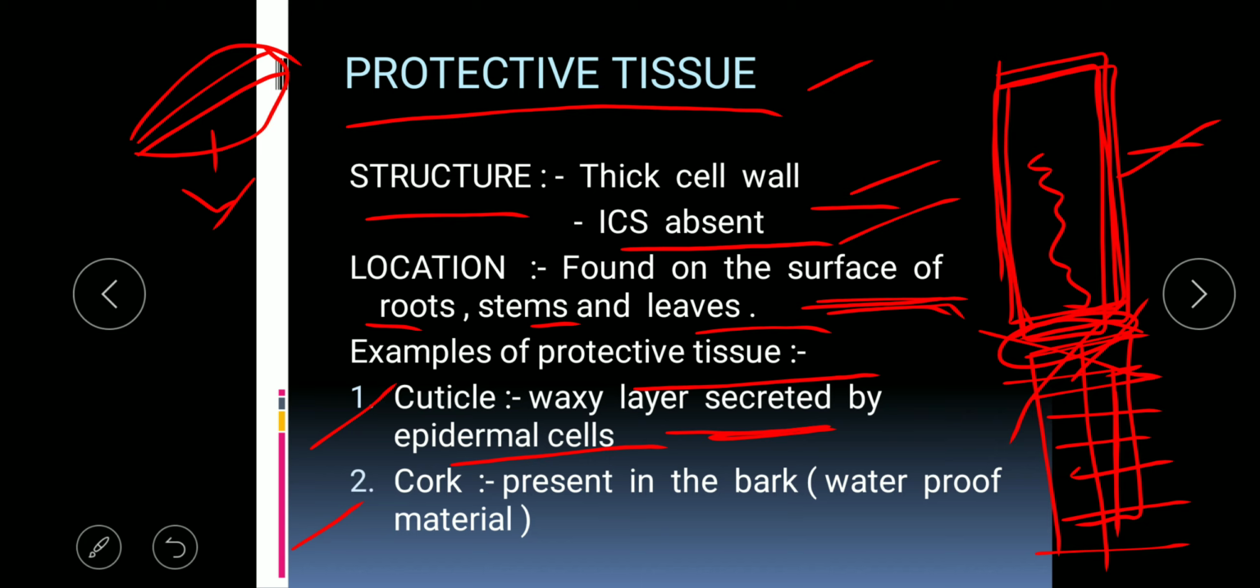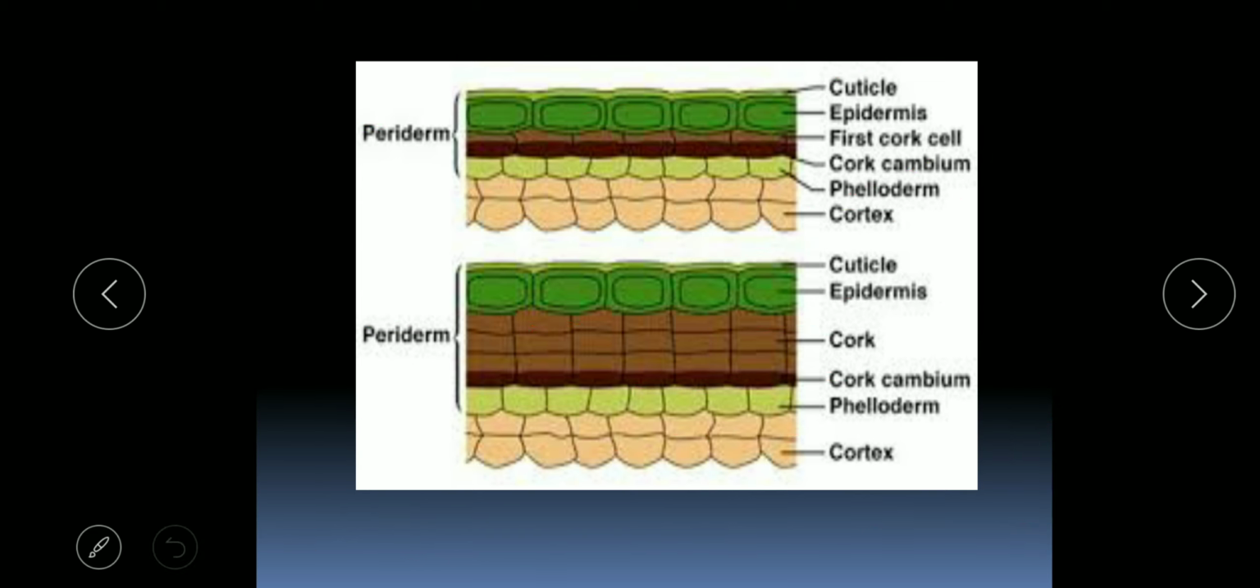Then another example of protective tissue is cork. Cork is present in the bark, and this cork also contains waterproof material, and in that way it will help in the protection of the plant. So here the periderm is shown. The cuticle is the outermost layer and it is secreted by the epidermis. Then the first cork cell, cork cambium.